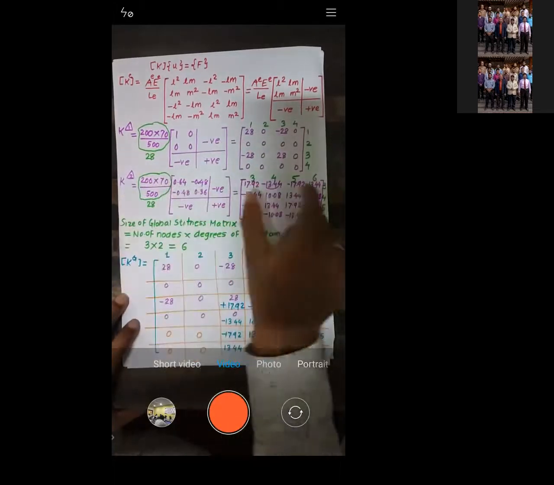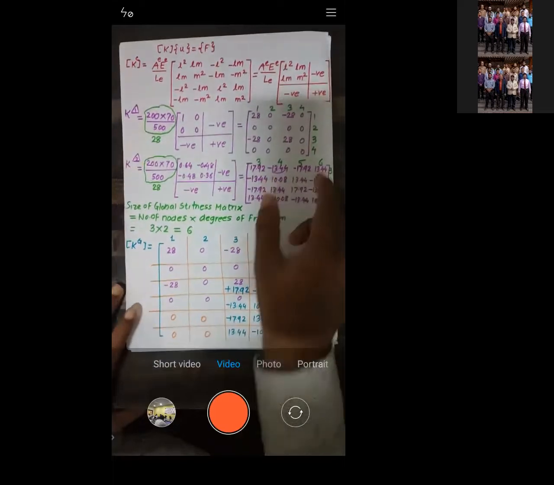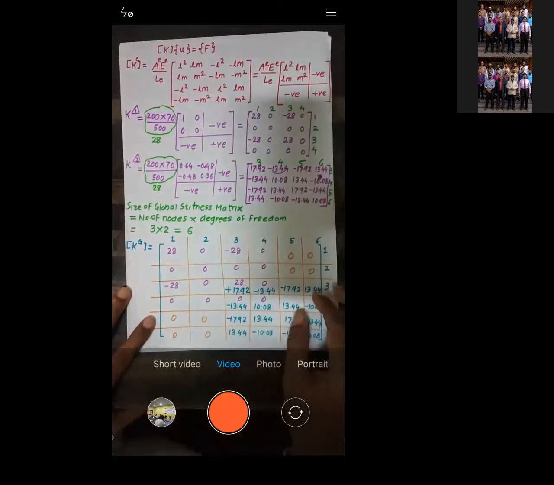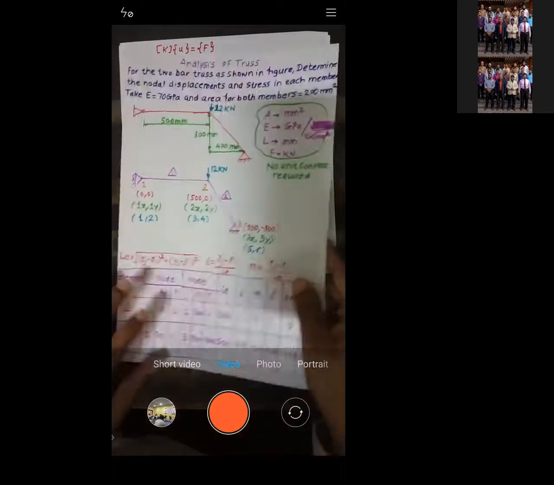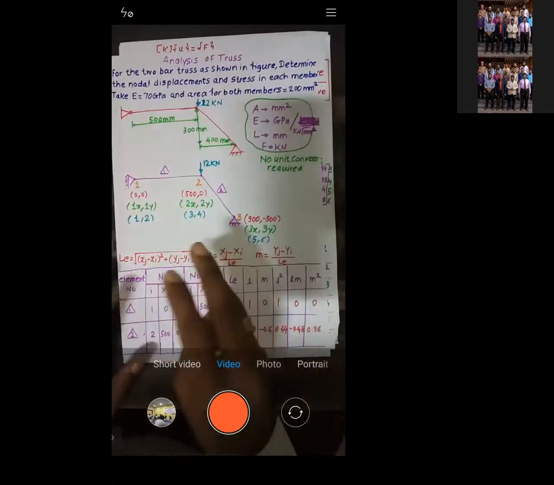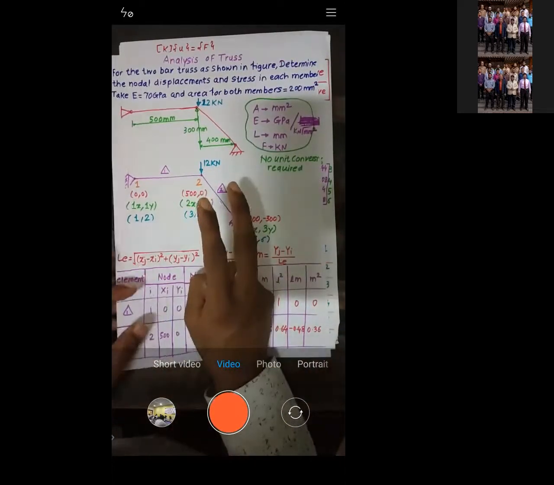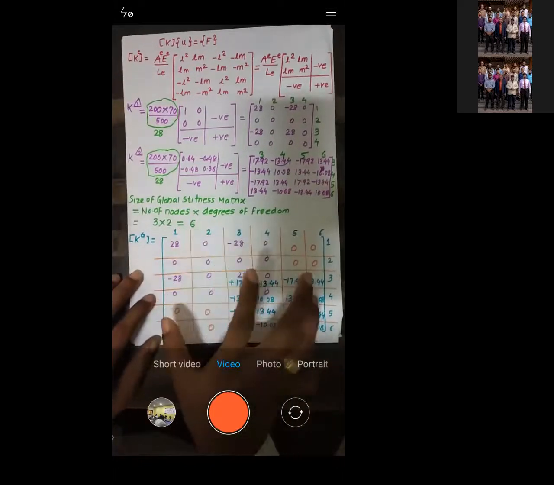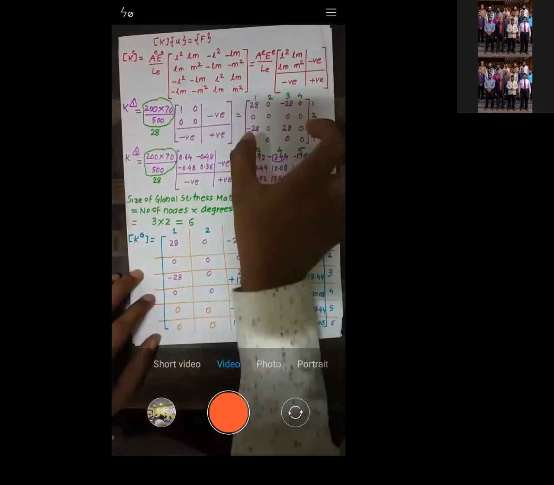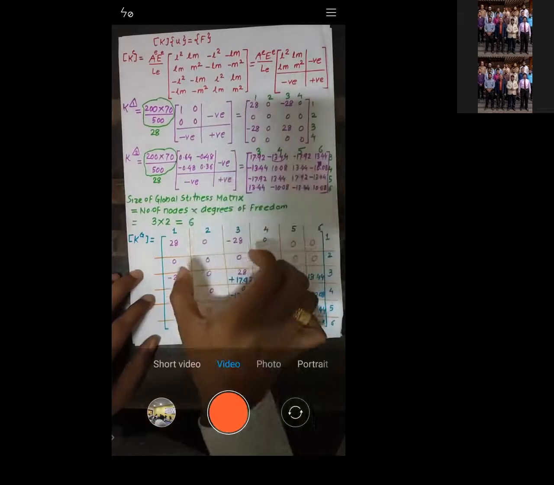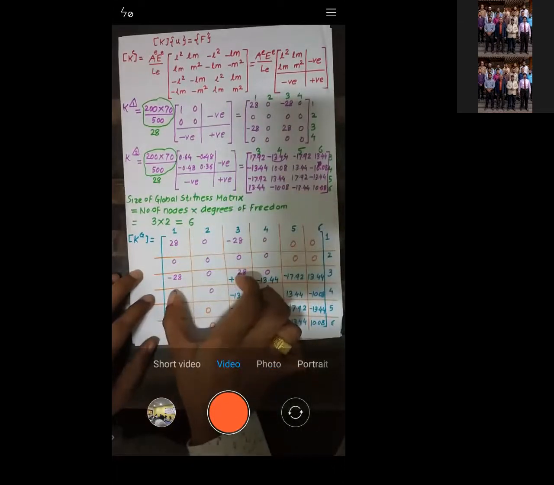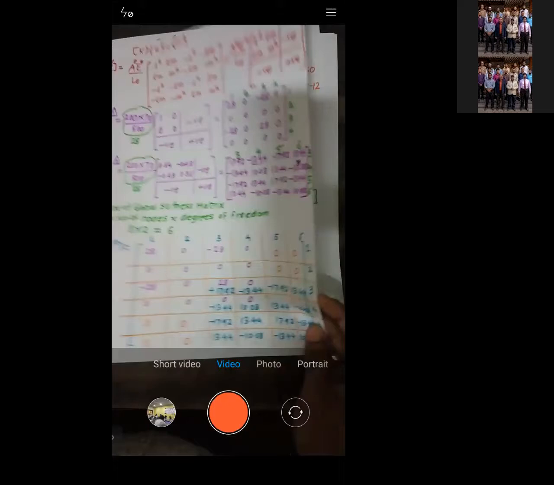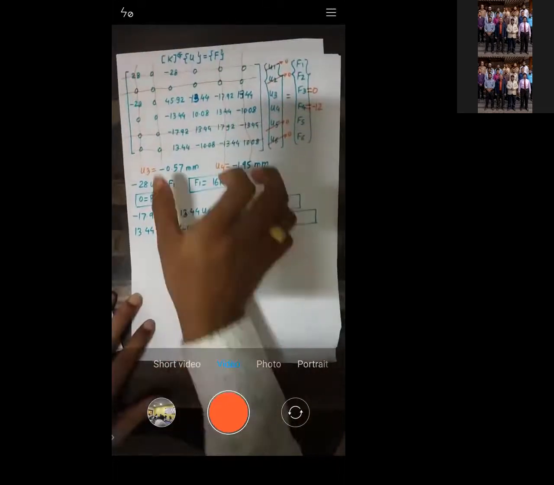Similarly, we got the element stiffness matrix for element number 2. Now we have clubbed these matrices so as to get a global matrix. As I told you before, there are 3 nodes and each node can move in 2 directions, so 3 into 2 is 6. So the size of the global stiffness matrix is 6 by 6, right? What we have done is pick the element stiffness matrices and place them in the global stiffness matrix. By this we are able to get the global stiffness matrix.